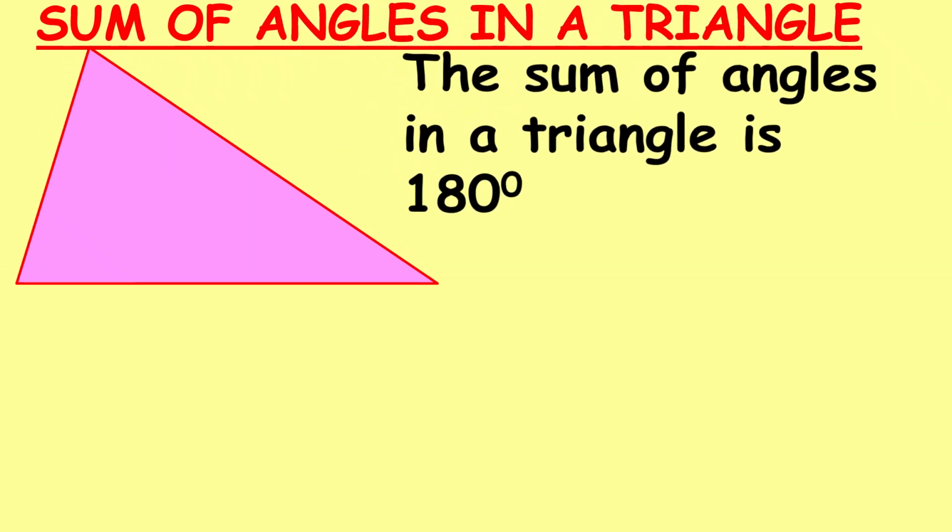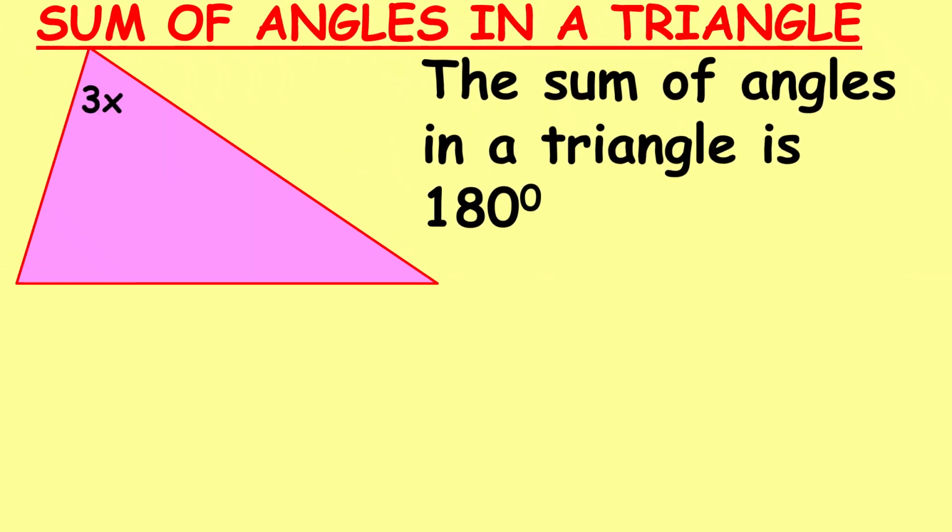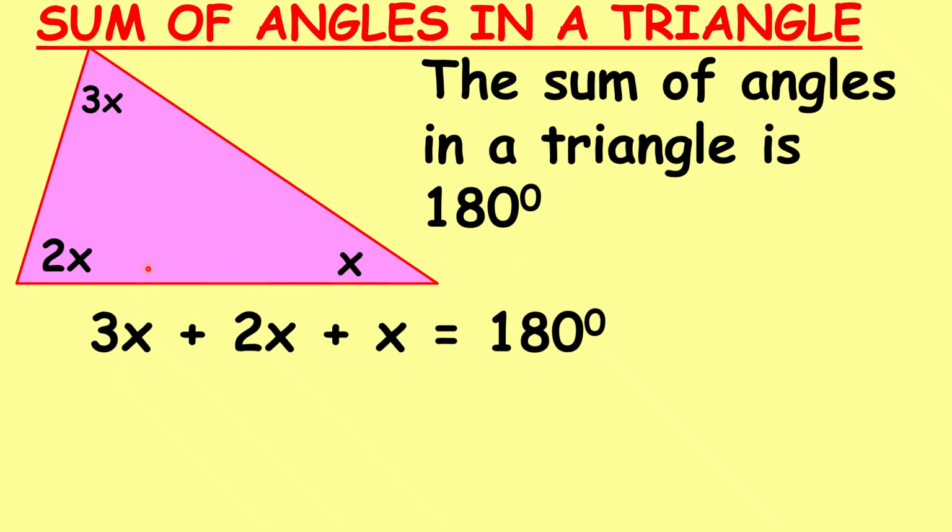So let's find the values in this particular triangle where you have one of the angles being x, another angle being 3x, and then the third angle being 2x. So we know that the sum of angles in a triangle is 180 degrees. So this implies that 3x plus 2x plus x is equal to 180 degrees.